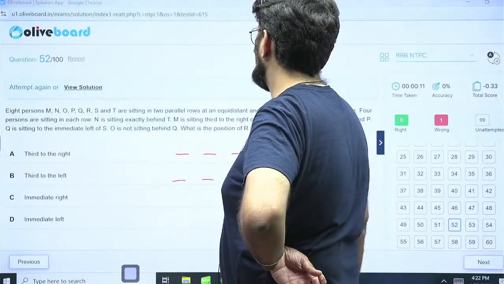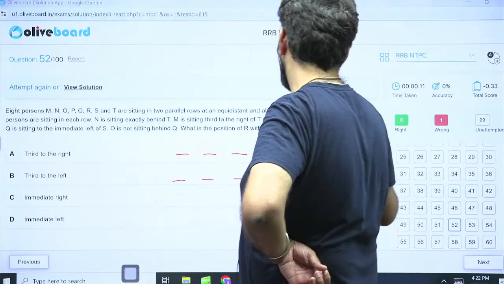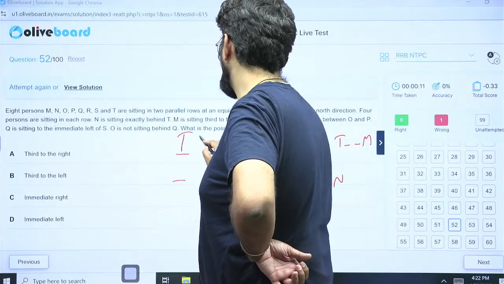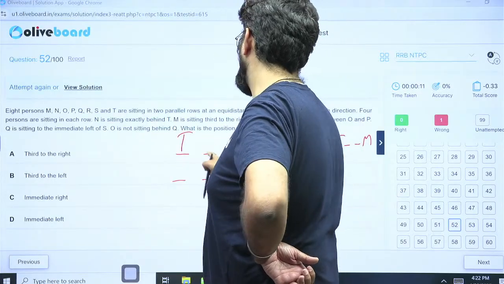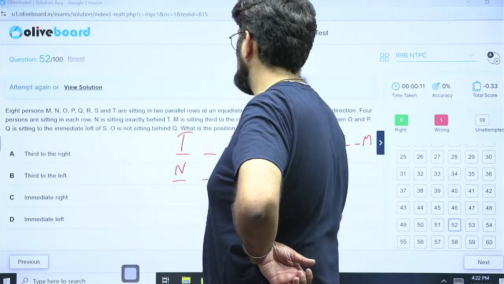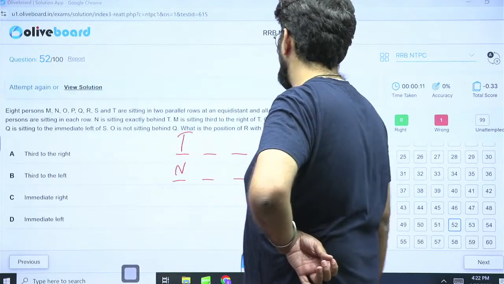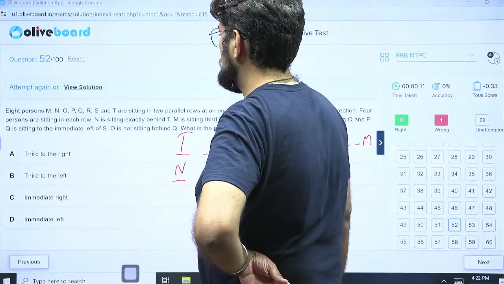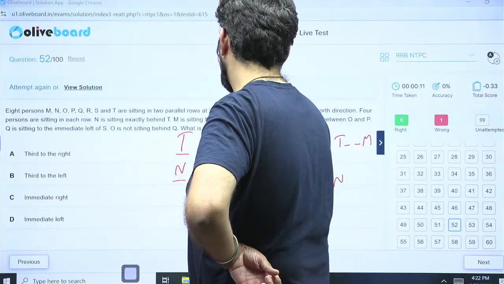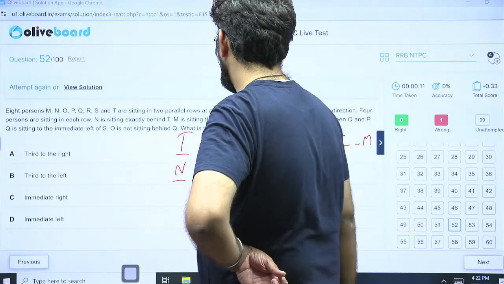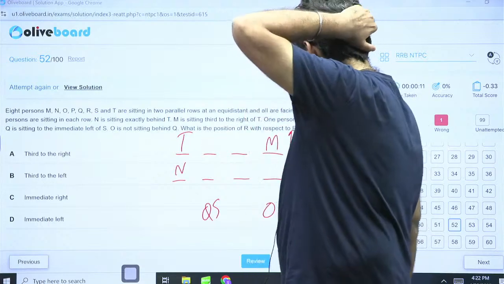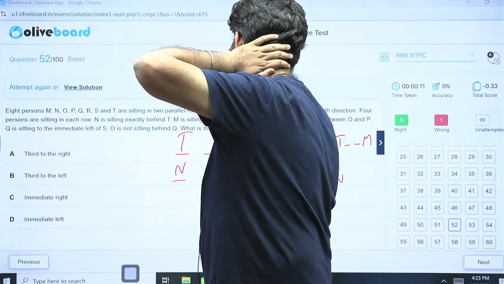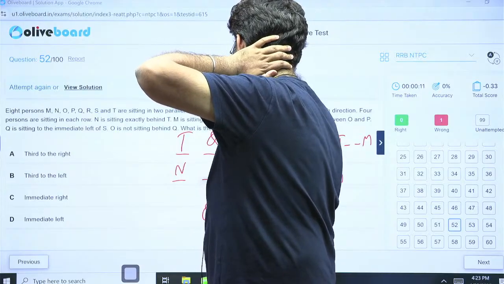M is sitting third to the right of T. So third to the right of T, M is sitting here, so T has to sit here. There is no other option. One person is sitting between O and P, whatever it is, we don't know. Q is sitting to the immediate left of S. Now O and P could not have been here. Q is sitting immediately to the left of S. Cannot be here, so it has to be here. O and P have to be here.